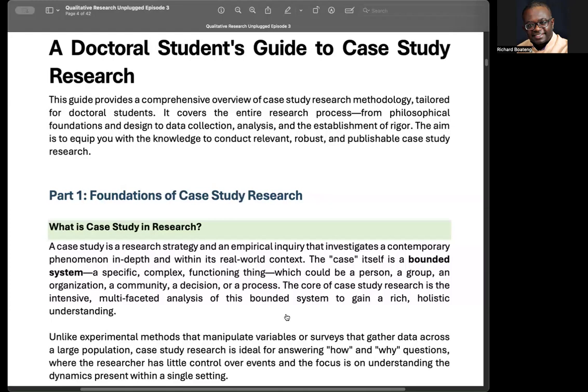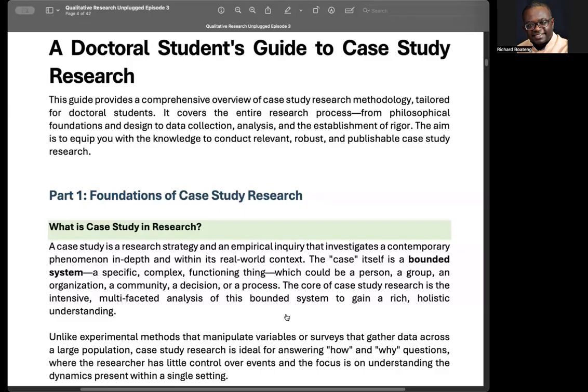Exactly. Or with large-scale surveys where you're looking for broad statistical trends across a population. Case studies are ideal when you want to understand the dynamics within a specific setting, especially for contemporary events where you, as the researcher, have very little or no control over what's actually happening. Right, you're observing, not manipulating. Precisely. You're not looking for statistical generalization to a huge population in quite the same way. The goal is more about analytical insights, understanding the complexity of a situation.